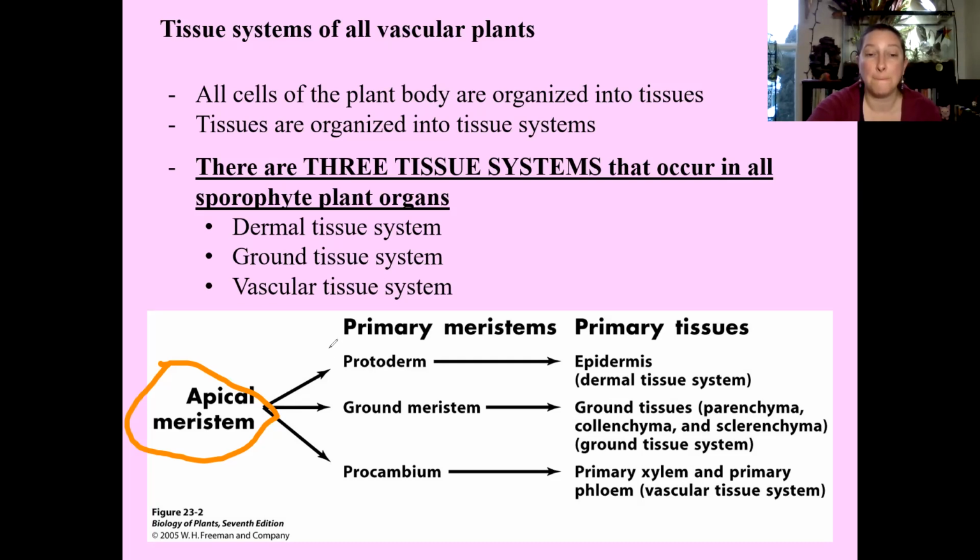Again, we'll go through this a bunch of times, and I don't want you to get too hung up on this today, but basically, the apical meristem gives rise to primary meristems, and then those primary meristems give rise to primary tissues. That's what I want you to see here. So 3 types of tissue systems: the dermal tissue system, ground tissue system, and vascular tissue system.